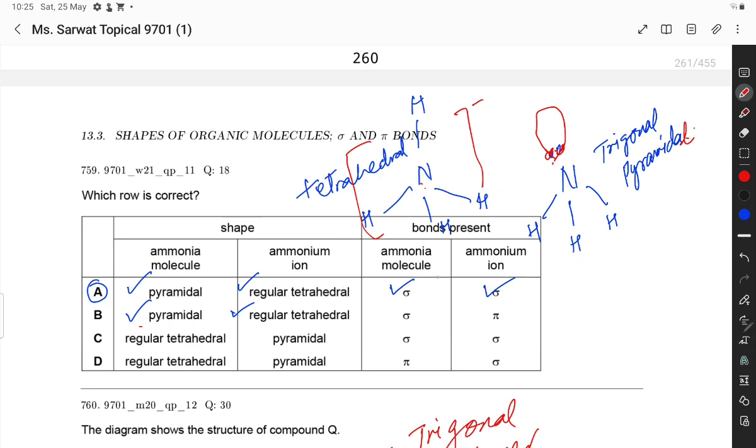In the ammonia molecule, all bonds are sigma bonds, because a single bond is a sigma bond, head to head overlap. So nitrogen is surrounded by 3 hydrogen atoms with sigma bonds. Ammonium ion also has sigma bonds, a single bond is also a sigma bond. If a double bond is there, then there is a pi bond.